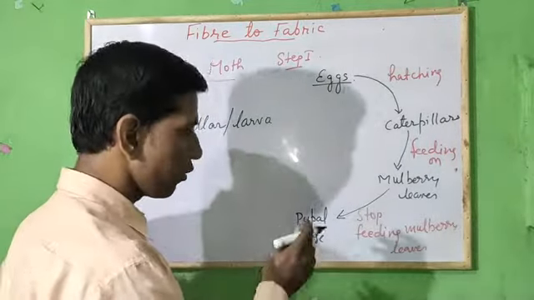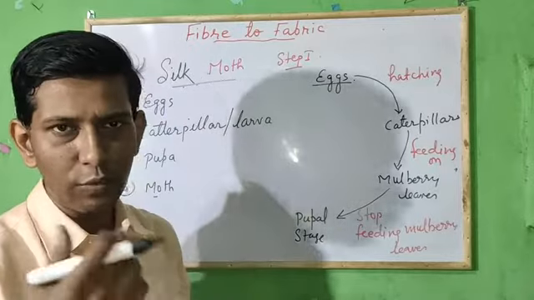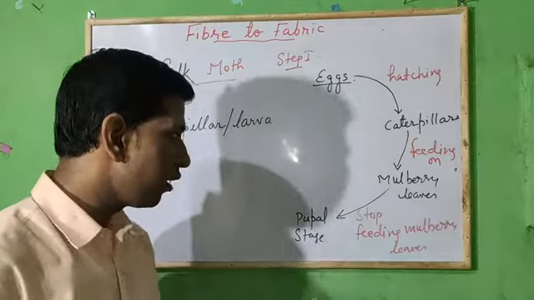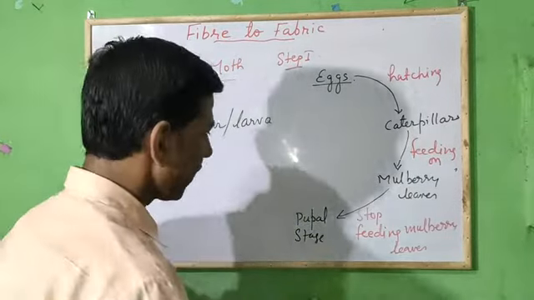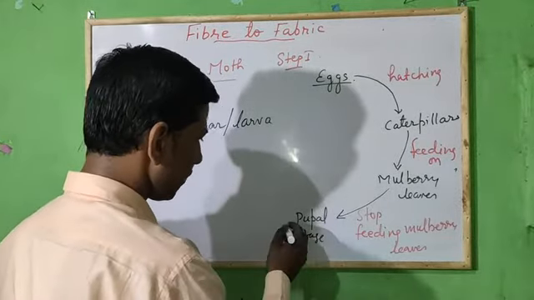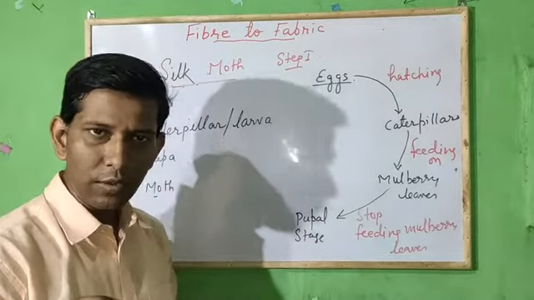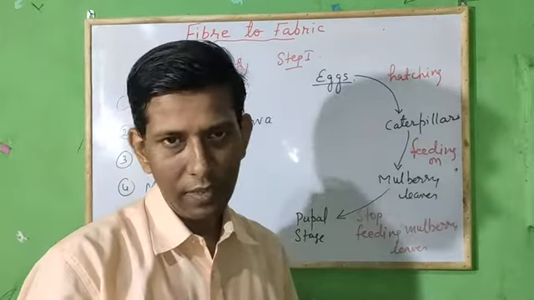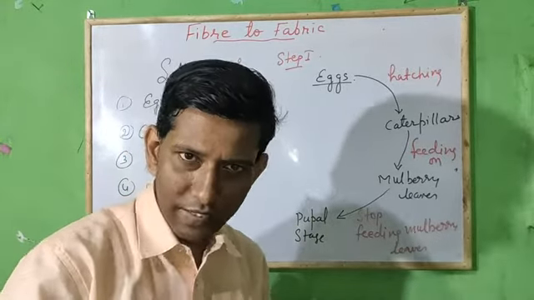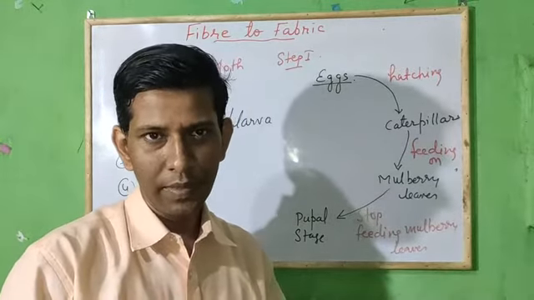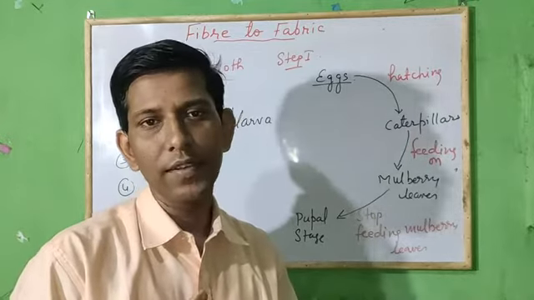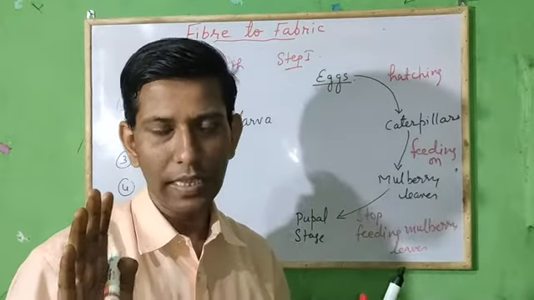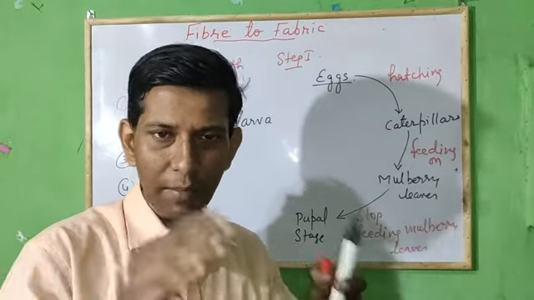So when the entire cocoon formation is complete, then the stage that comes is called the pupal stage. Clear? And after that, during this pupal stage, the insect is still growing inside. There will be growth of the insect inside the cocoon, and when it becomes fully grown, it will cut the cocoon and then fly out. In this way, it damages the cocoon.